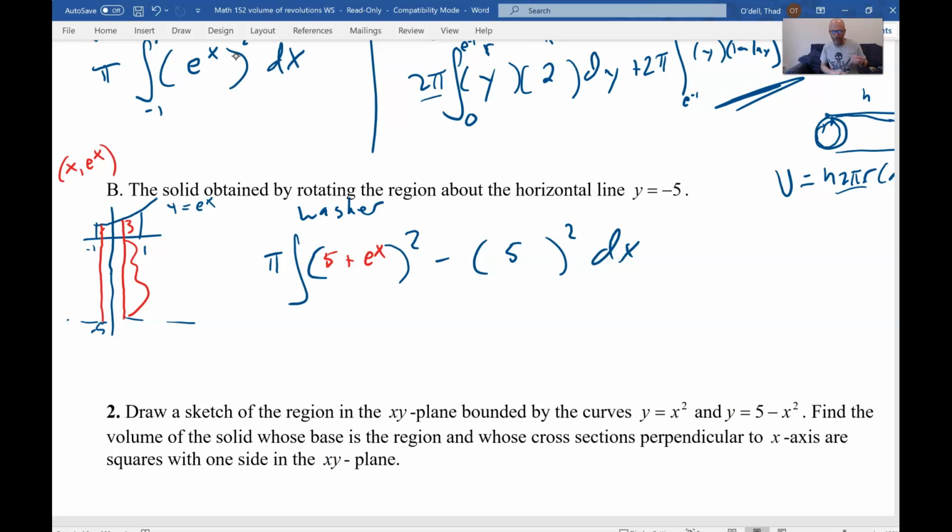finding the volume. Now notice the shell method I'm not even going to attempt, because if this is in terms of x, that means the shell method is going to be in terms of y, which means we're going to involve a natural log of y, and we don't like to integrate natural logs that much. So at least I don't. Okay, so that's the washer method.